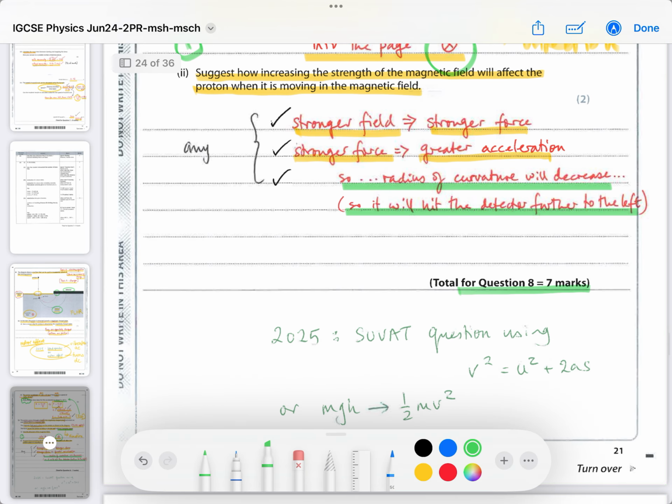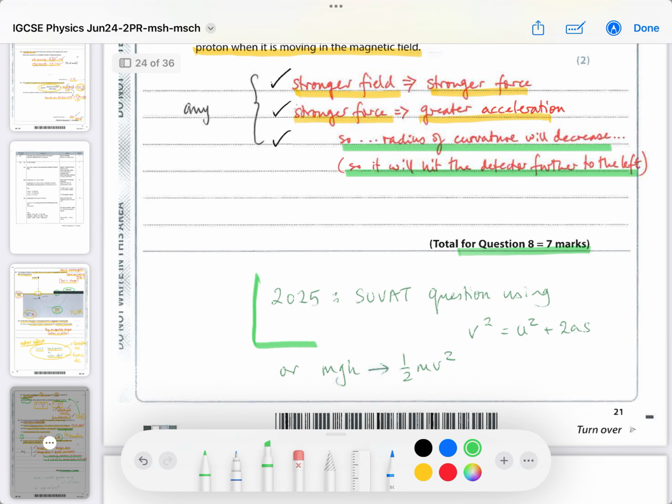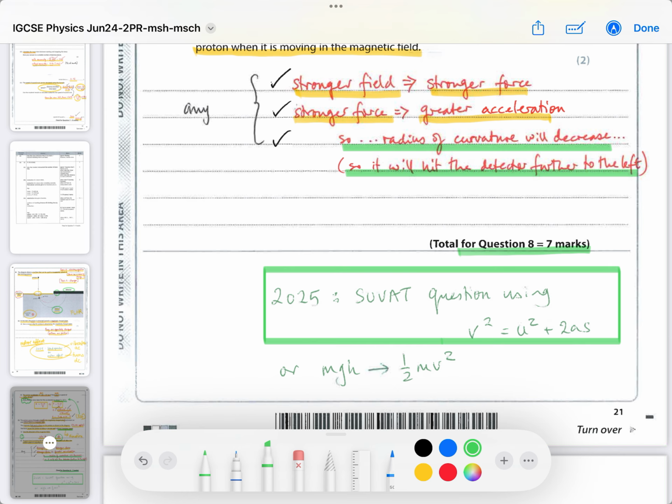Question 8, 7 marks done. And in 2025, they've given you a SUVAT equation here, which was a equals v minus u over t, changed around. I think they're going to give you v squared equals u squared plus 2as in 2025. So make sure you know how to use v squared equals u squared plus 2as.